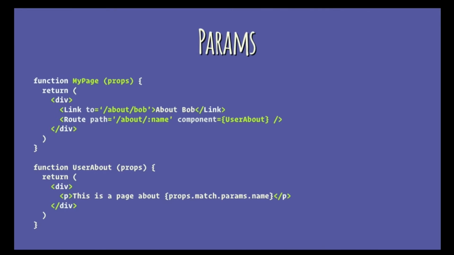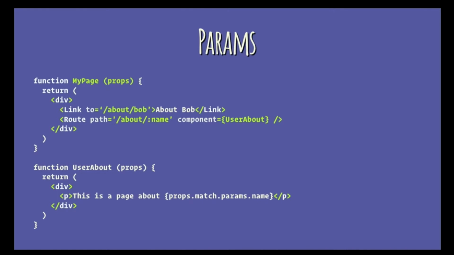Params. So if we were, I don't know, making a blog, and we had /blog, that gets you a list of all your blog posts. /blog/42 gets you a specific blog post. So those are two different routes. They show different things. But you don't know 42. You don't know that it's going to be 42. It could be 35 or anything else. So you need a param in there.